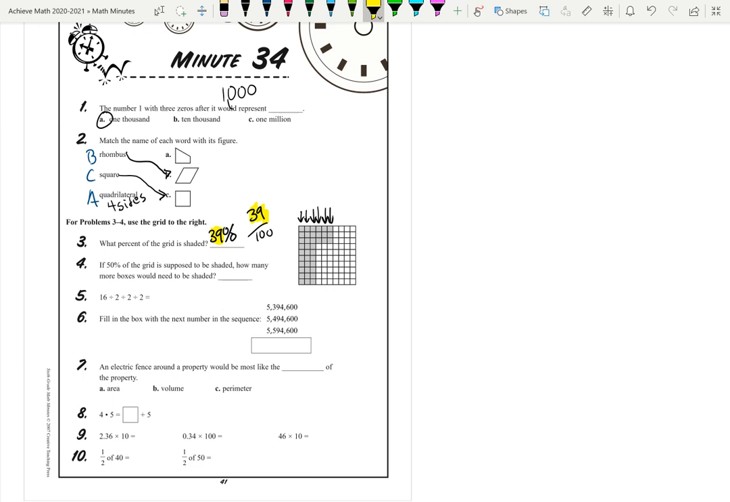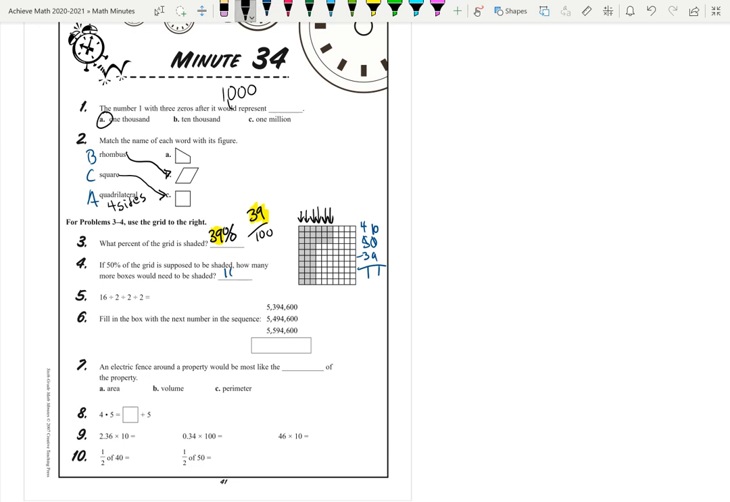If 50% of the grid is supposed to be shaded, how many more boxes would need to be shaded? I can count using the grid, or I can do 50 minus 39. I'm going to borrow from the 5, making this 10. 11 more boxes would need to be shaded.